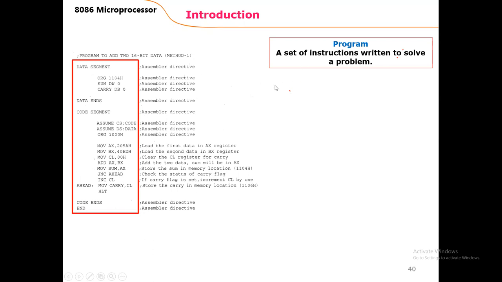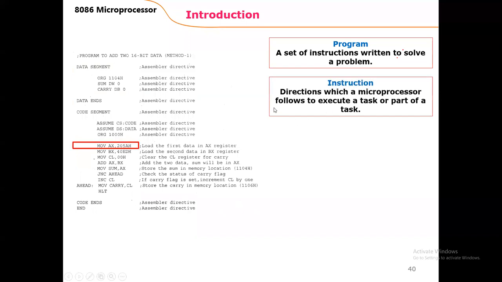First instruction, Amir does this. Second instruction, this one does this. Third instruction, Aziz does this. When all instructions are complete, then the program is complete. These all are instructions. Clear? This is one kind of instruction.